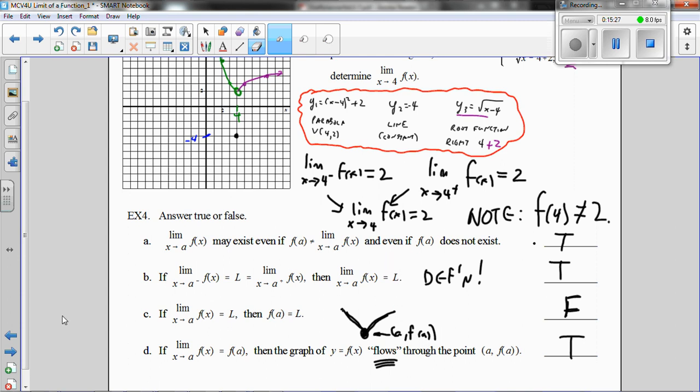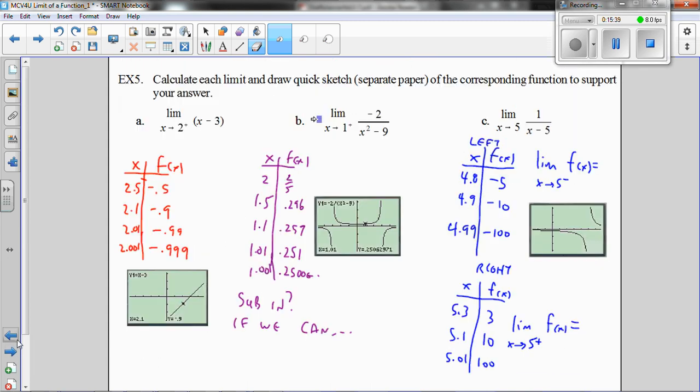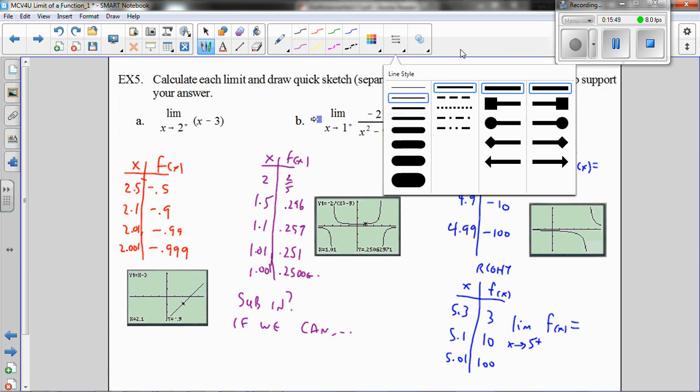Example 5. Now, warning here, I got a lot of this work done already. You can copy as much as you like or not. The answers are actually fairly quick, and I've written down more work than we would ever need. So here we go. Let me get the right color pen.